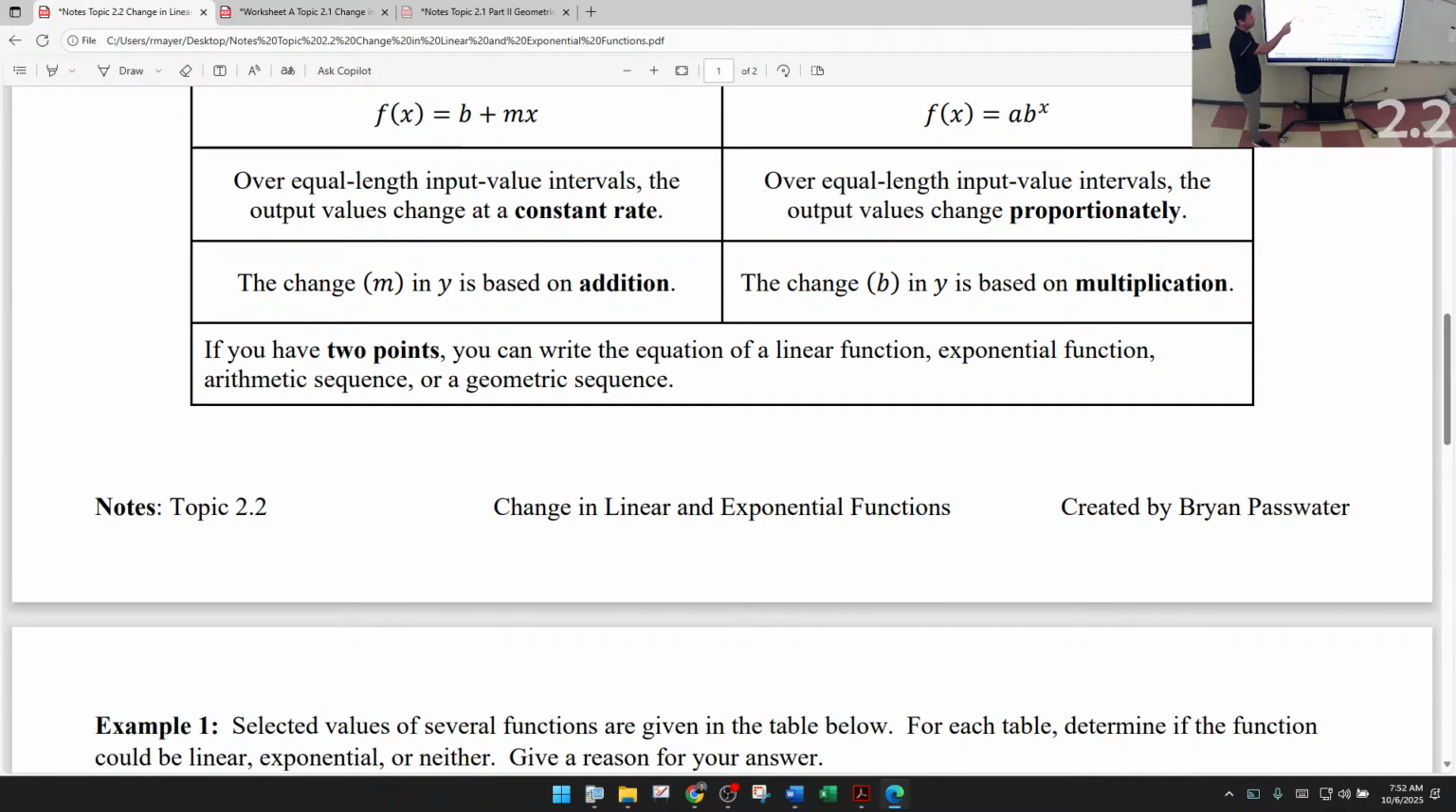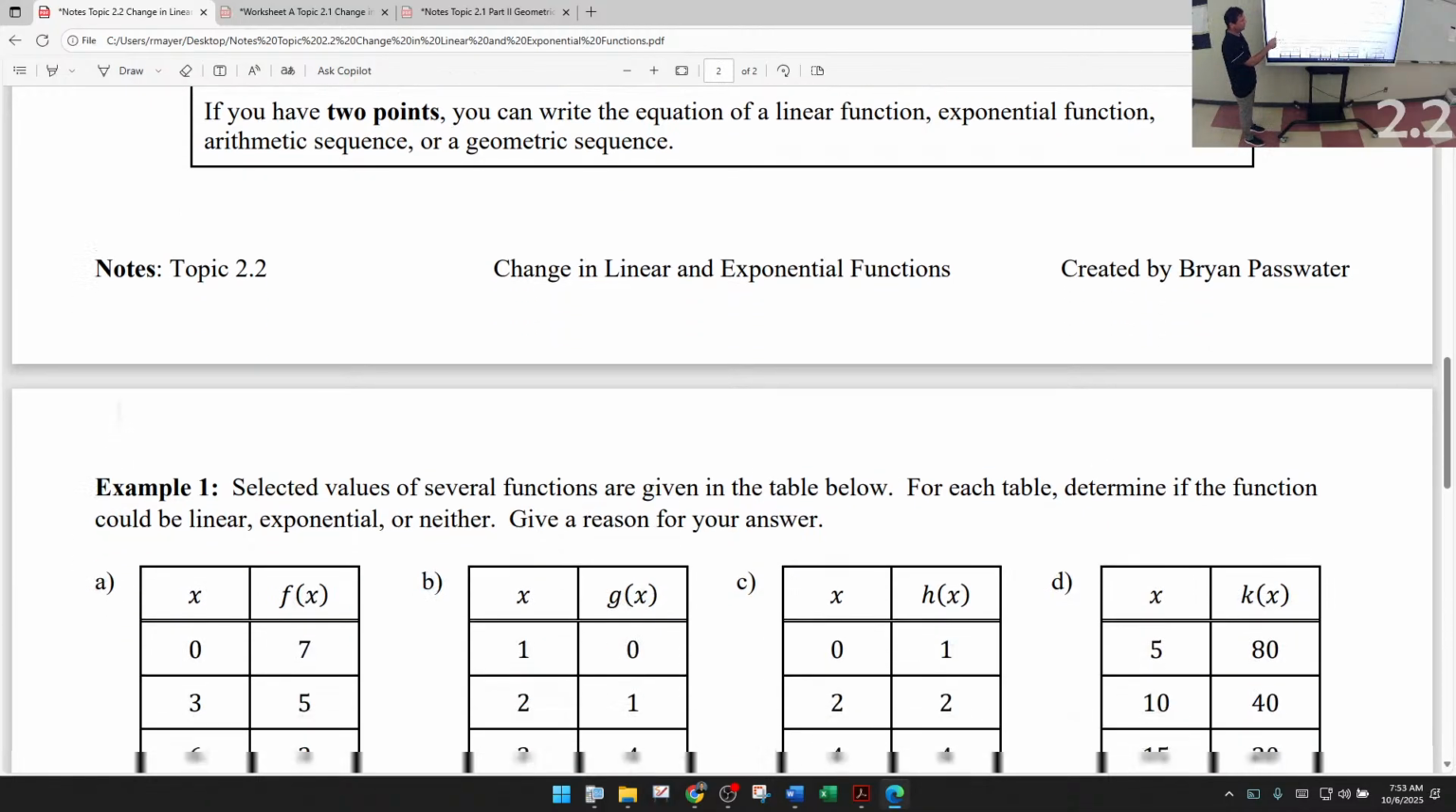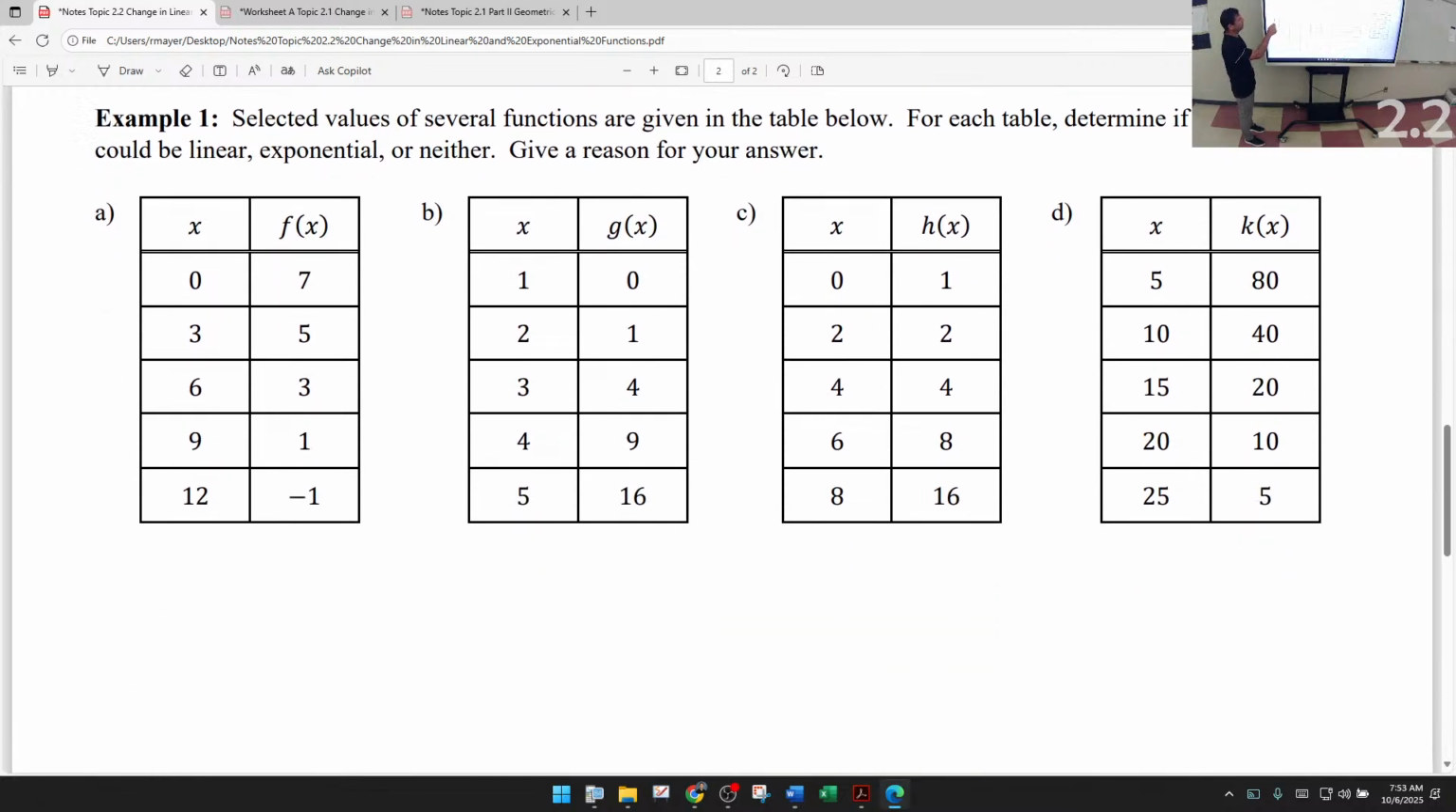The change is based on addition. The change is based on multiplication. This will make a whole lot of sense when we get into the example. If you have 2 points, you can write the equation of a line, exponential function, arithmetic, or a geometric sequence. Okay? All right, so here we go.